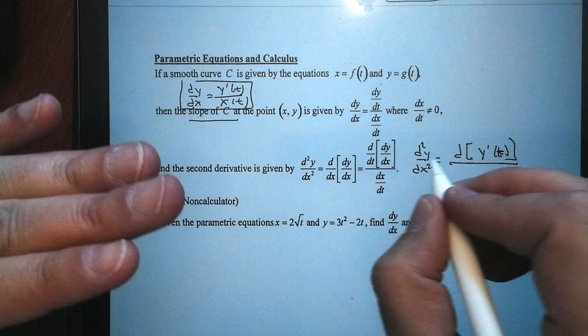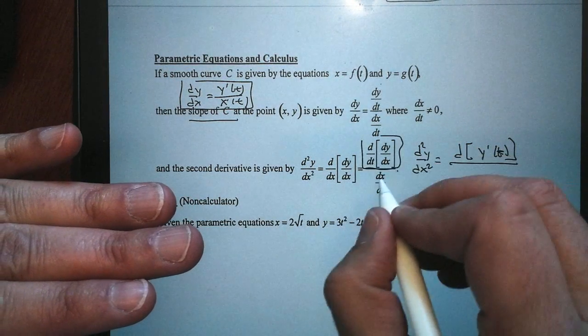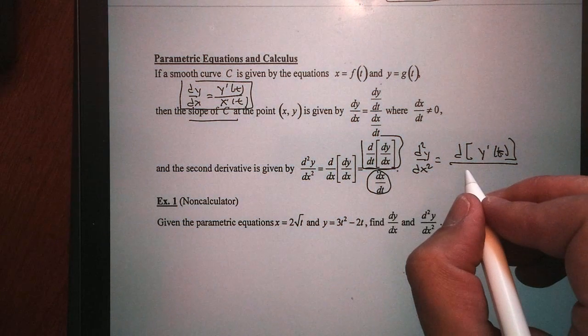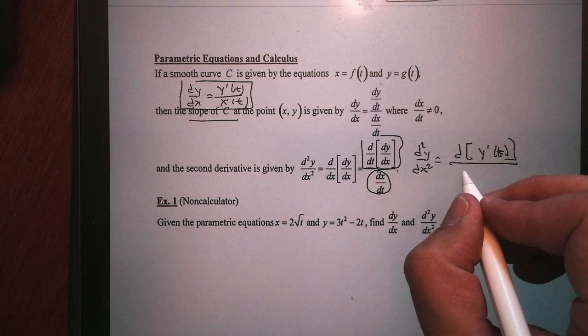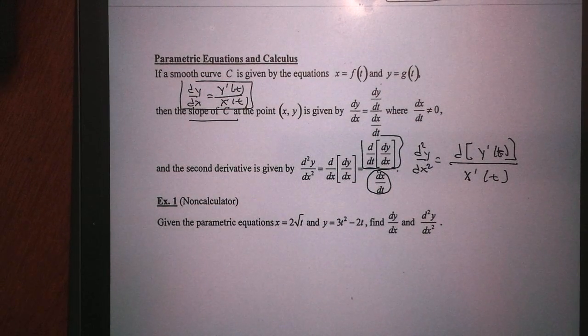over, now this is the tricky part. That's what this top part right here says. But the bottom part, notice, it's just the derivative of x with respect to t. So it is just x prime of t. And that's how we're going to define this.